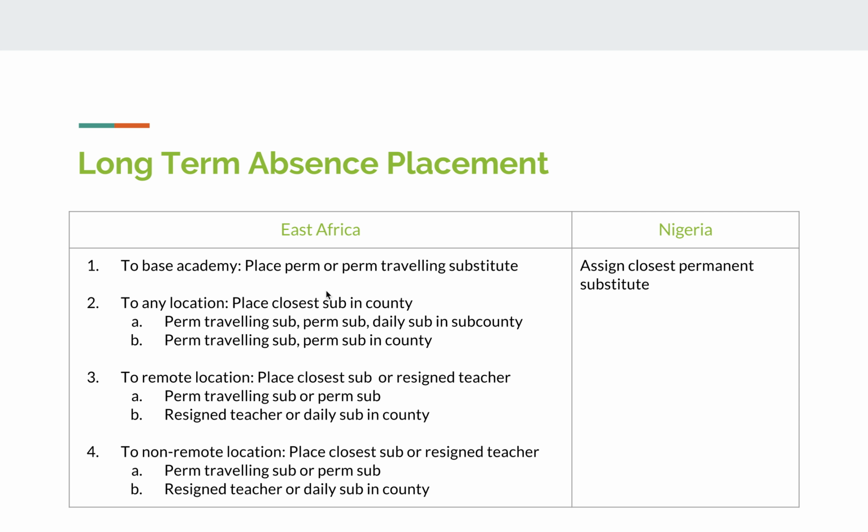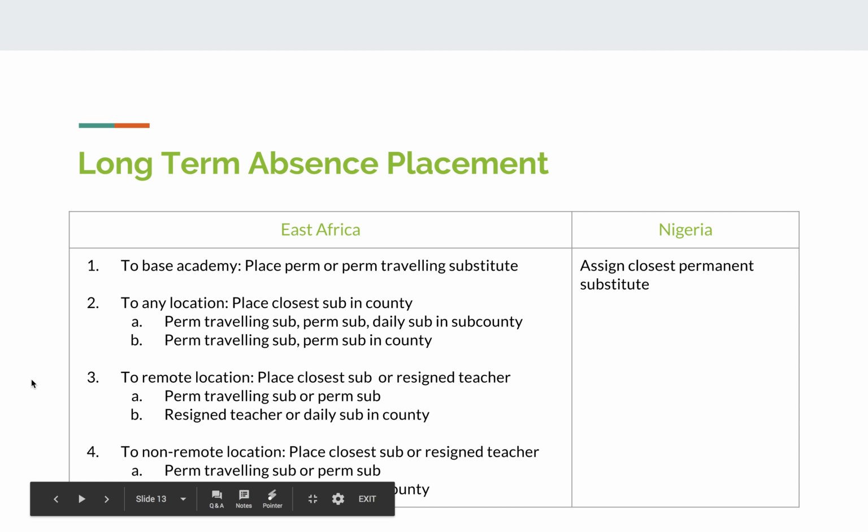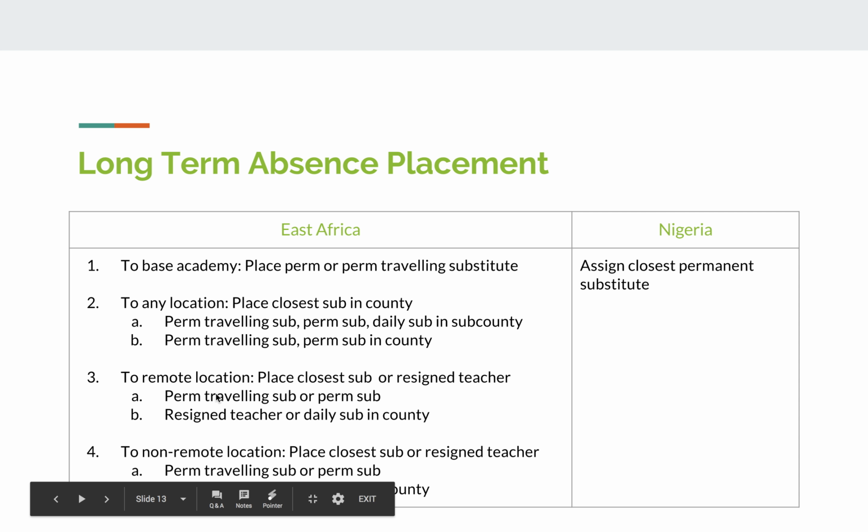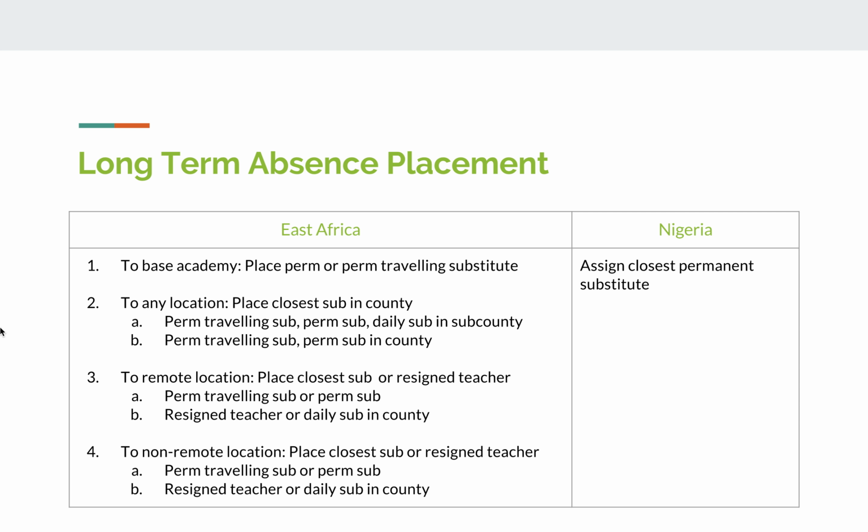After this, 3 and 4 is basically when we need to relocate a substitute outside the county to travel to a further away location. Then our priority is to assign someone to a remote location first, because remote locations would be generally more difficult for us to assign. We'll look to the permanent traveling substitutes or the permanent substitutes to assign to that remote location. And if we can't assign anyone, then we'll look at who's a resigned teacher or a daily substitute in that county who can be assigned.